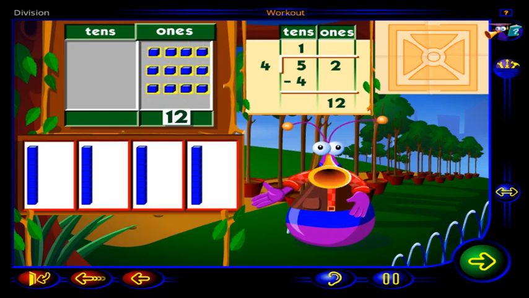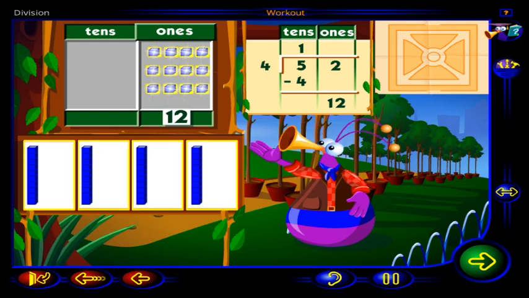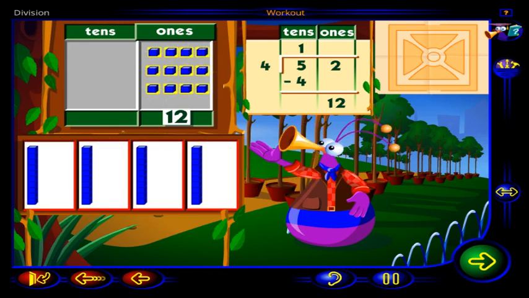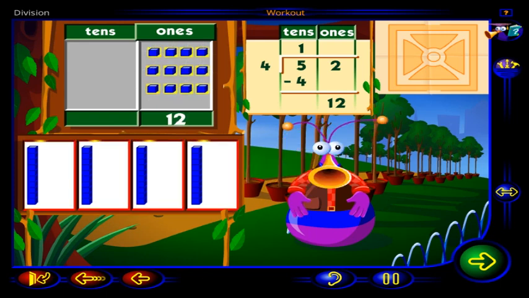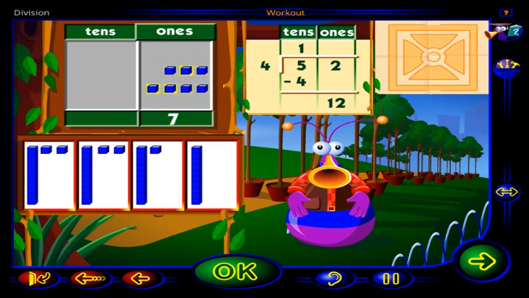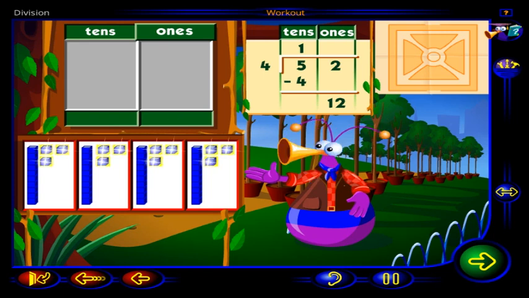What is the greatest number of ones that you can put into each of these groups so that there is the same number of ones in each group? Drag ones here, here, here, and here. Then click OK. That's right. You put 3 ones into each group.